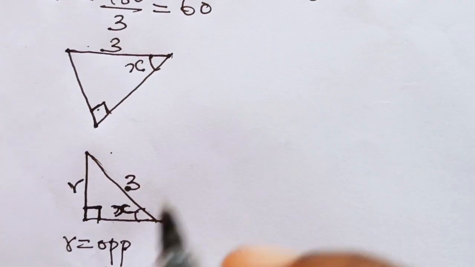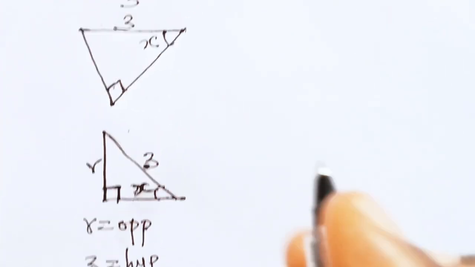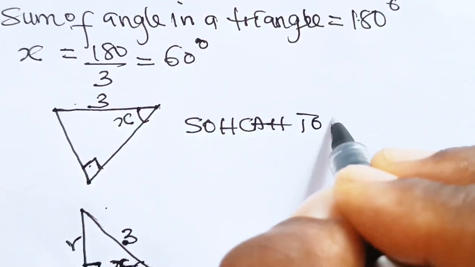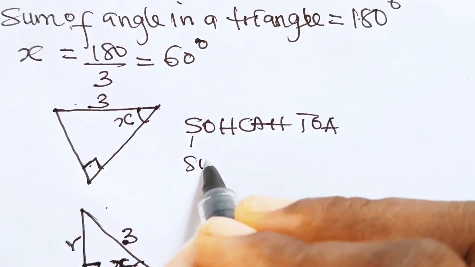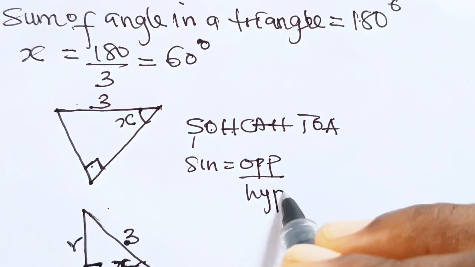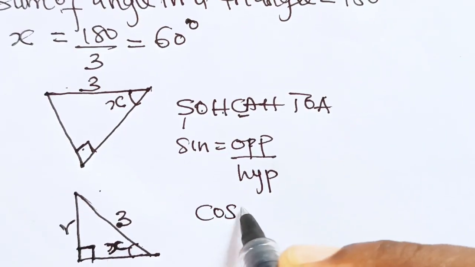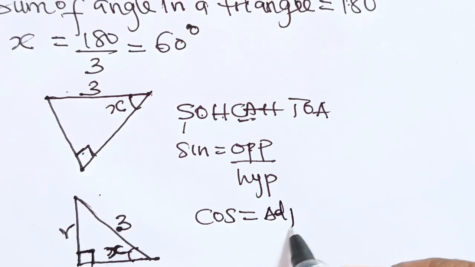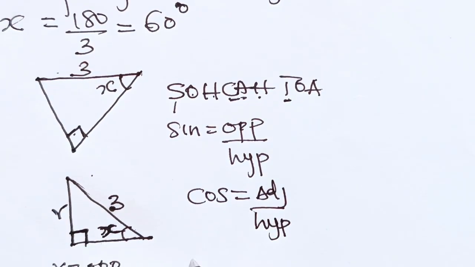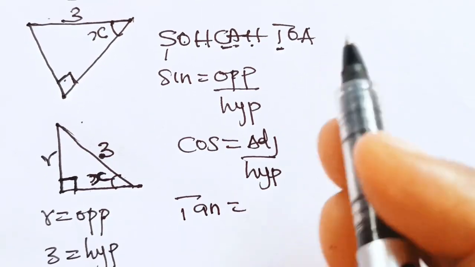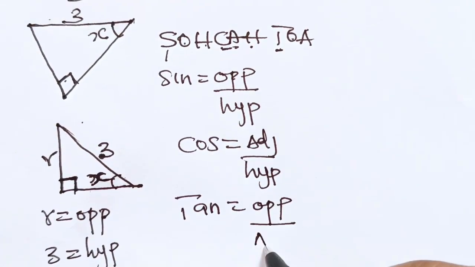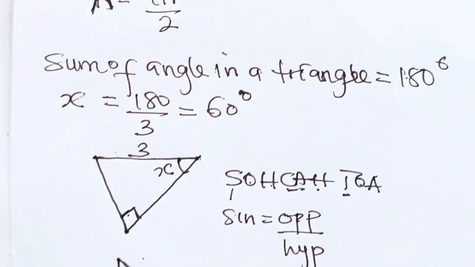Now, if you remember SOHCAHTOA, it simply stands for sine is equal to opposite over hypotenuse, cos is equal to adjacent over hypotenuse, tan is equal to opposite over adjacent. All right, now look at what we are given.